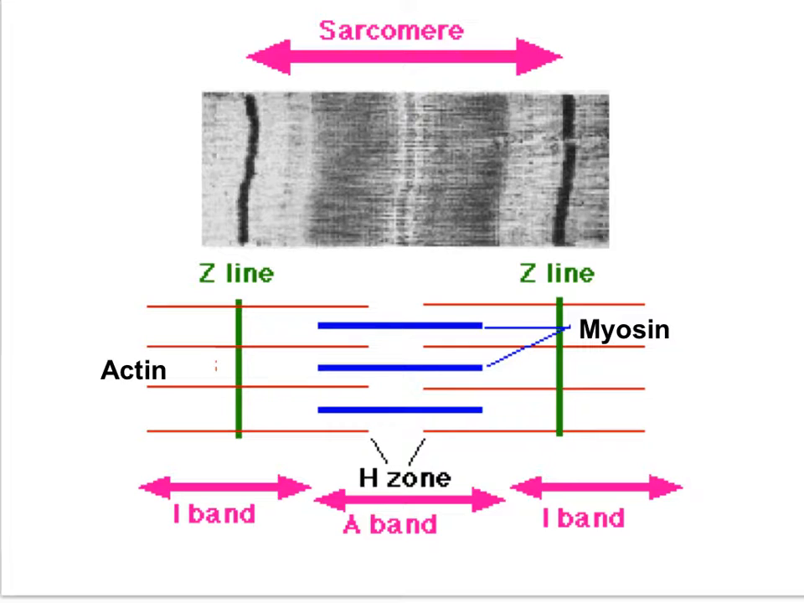The contraction of skeletal muscle is achieved by the sliding of actin to the middle of the sarcomere past the myosin filaments. The myosin cross bridges actively pull the actin toward the center of the sarcomere, increasing the overlap of actin and myosin.